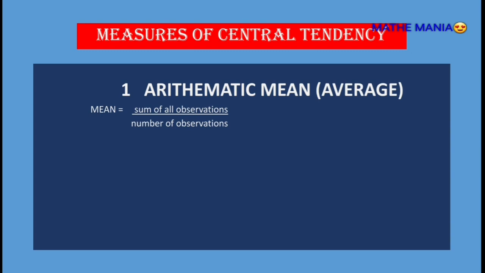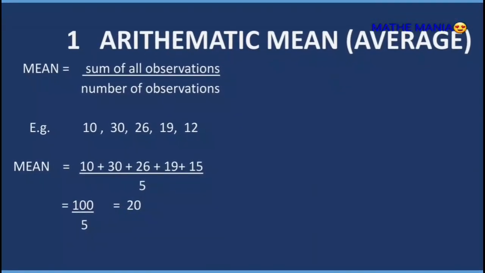Let's see an example. In this example, there are 5 numbers given to you. So there are 5 observations. So to find out the mean, we'll add all the observations and divide by 5. And this will give us the answer 100 upon 5 equal to 20. So 20 is the mean of this particular data.